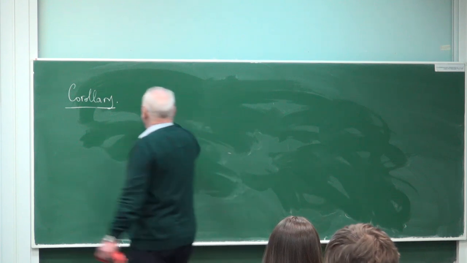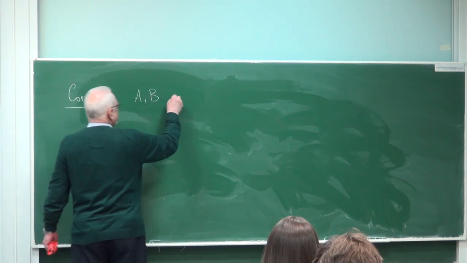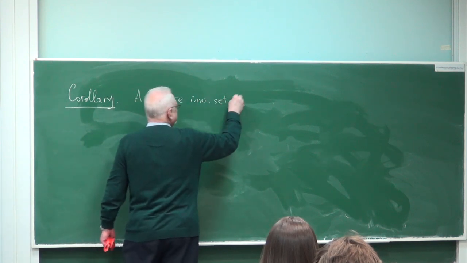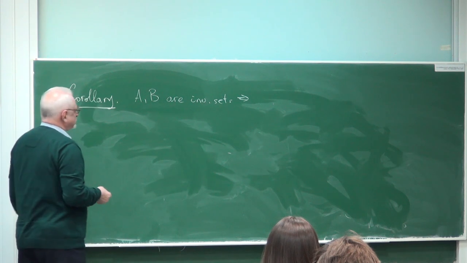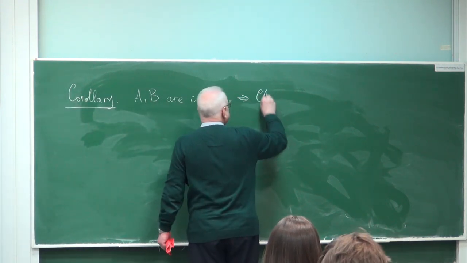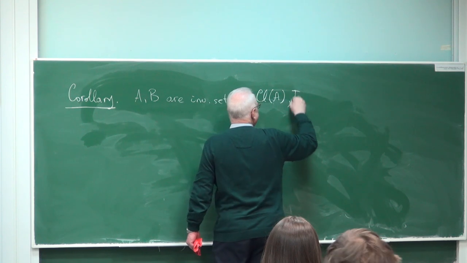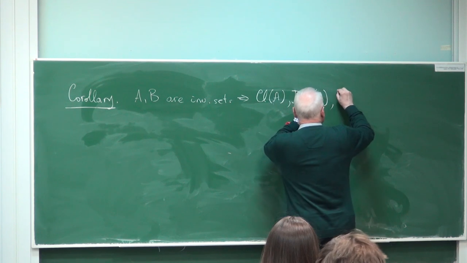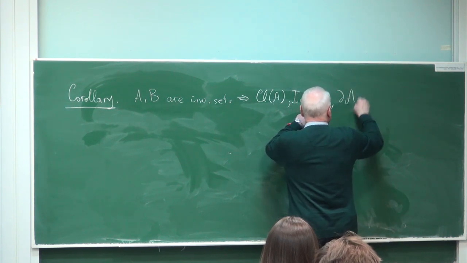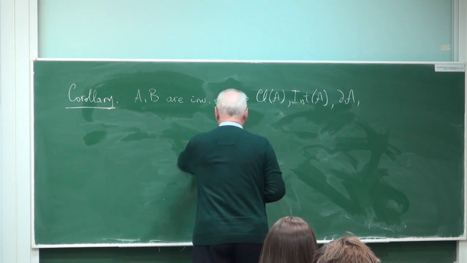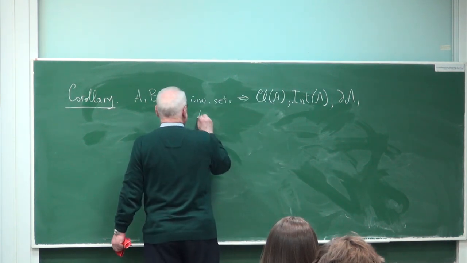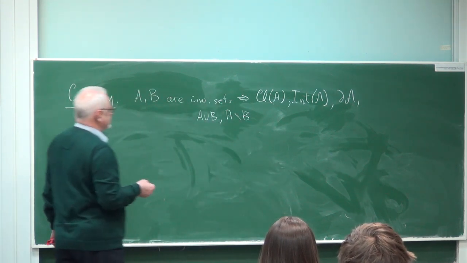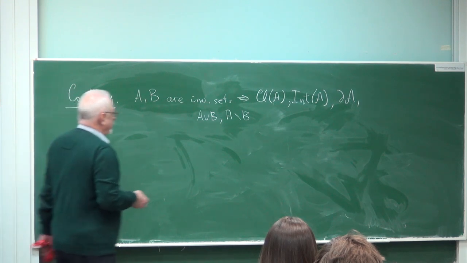If A and B are invariant sets, then the closure of A, the interior of A, the boundary of A, the union, the difference, they are all invariant.